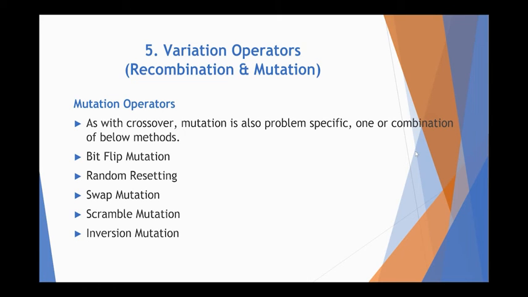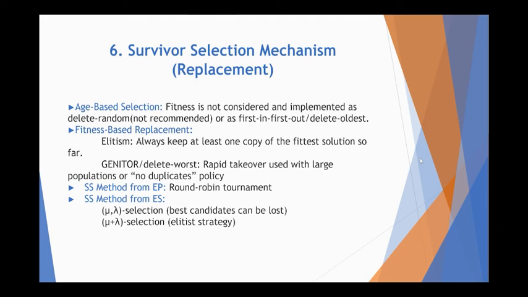Next, let us discuss the mutation operators, which are in the same component as variation operators. As we know, it is the random variation to the offspring. Here, as with crossover, mutation is also problem specific. One or more combinations of the below methods is used. Some examples of mutations are bit flip mutation, random resetting, swap mutation, scramble mutation, and inversion mutation.